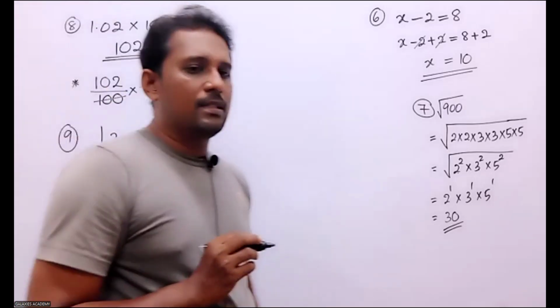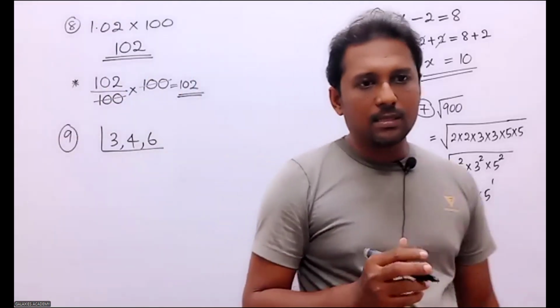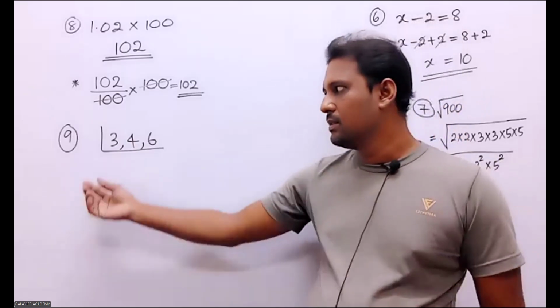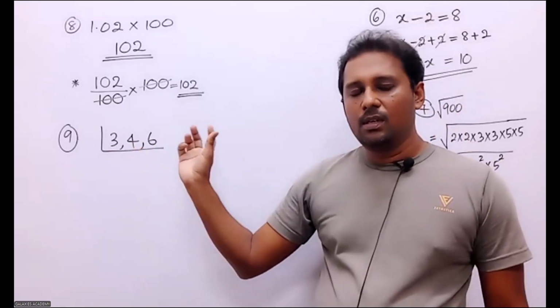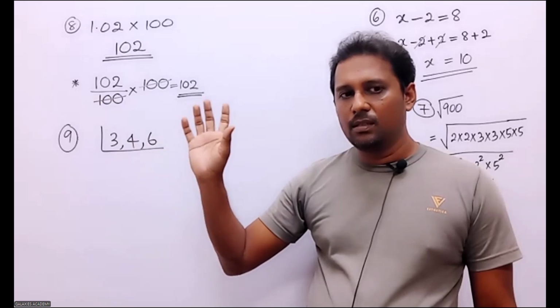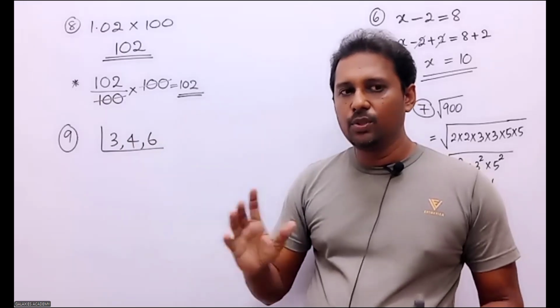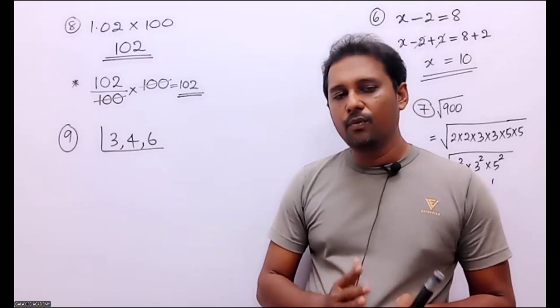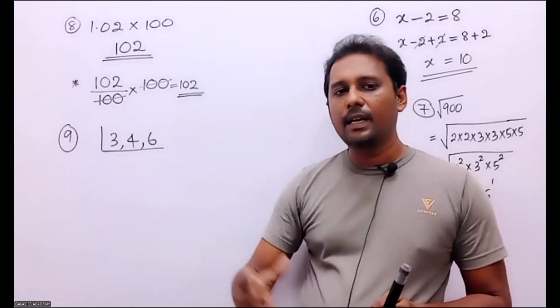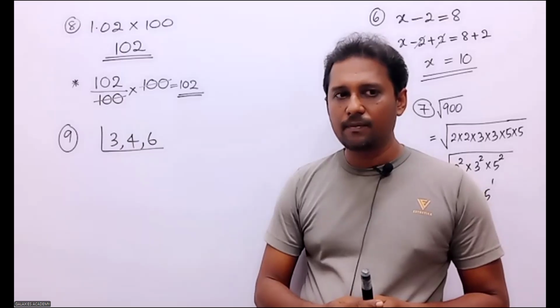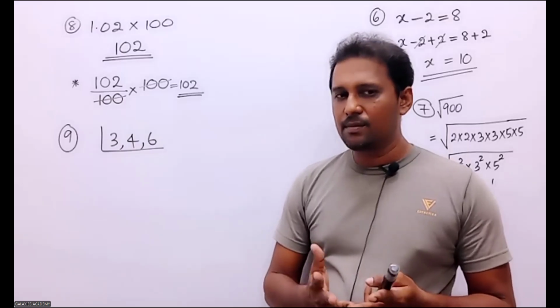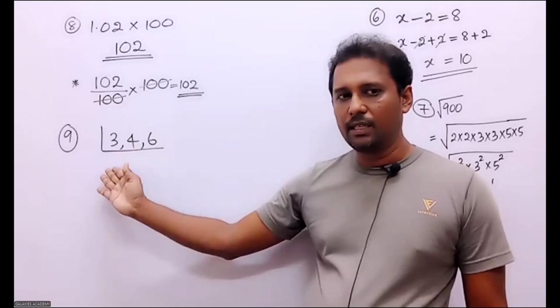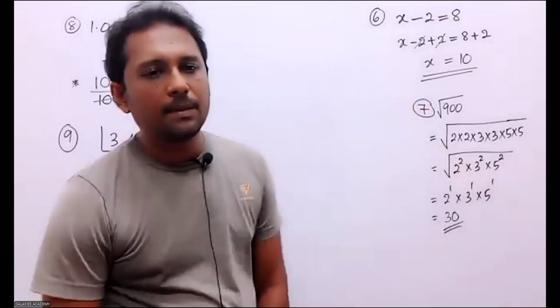To find the LCM, you studied there are two methods. If you want, the three numbers given, you can divide by the prime numbers together, the three numbers at one time. Or you can divide the numbers separately by the prime numbers. What is the easiest method? This method, okay? So I will divide by the prime numbers.